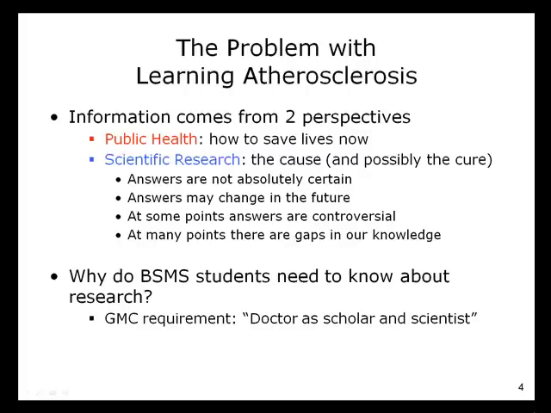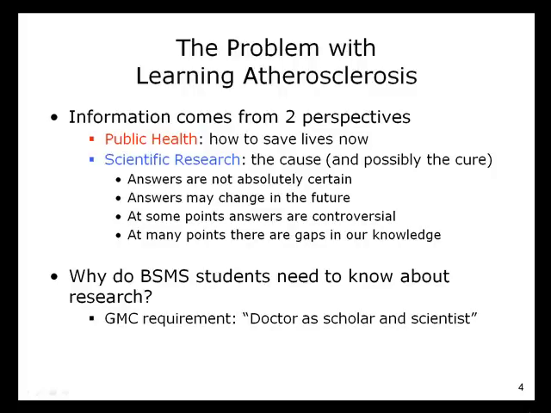This leads to the issue about the problem of learning atherosclerosis in a medical curriculum based on teaching facts. The information that you're going to come across comes from two completely different perspectives. They both share some of the ideas and the same goals, which is to save lives, but they have quite a different focus. In the public health perspective, the issue is how to save lives now, and that's looking at the various issues about associated risk factors, and specifically trying to save the most lives based on the most obvious causes. However, scientific research has a slightly different focus, which is looking at the specific causes and therefore possibly the cure.